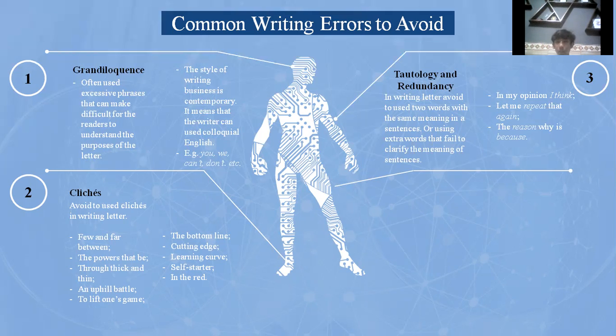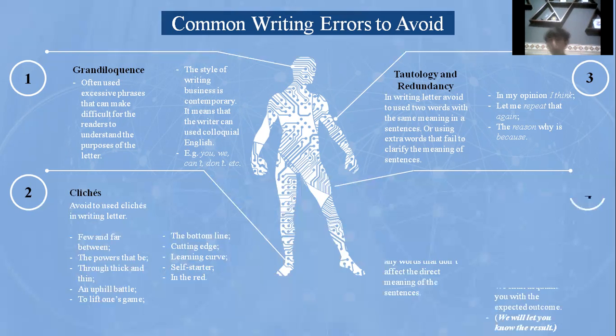For example, "in my opinion, I think." As you can see in the example, "in my opinion" and "I think" have the same meaning. Okay, I give the second example. Let me repeat that again. This example has two words that have the same meaning. The first is "repeat" and "again." I think "repeat" and "again" have the same meaning.